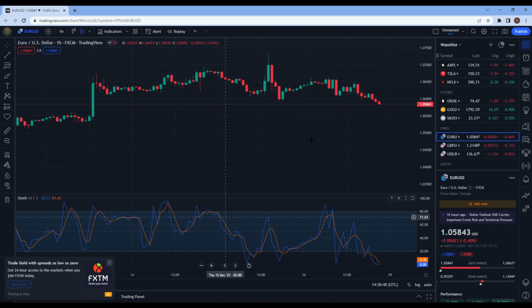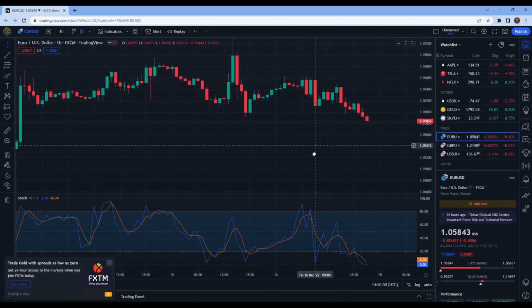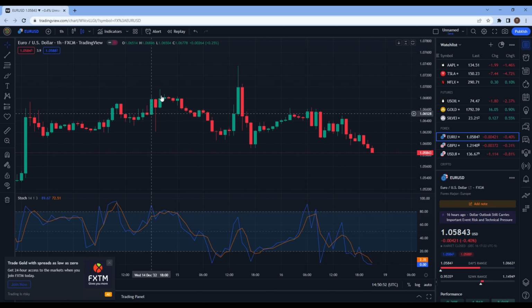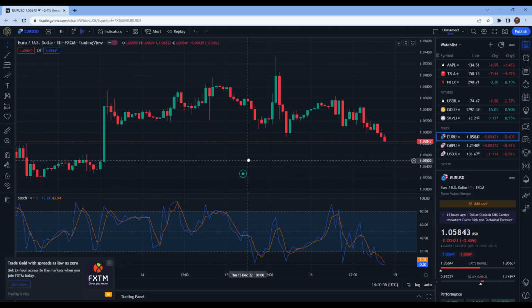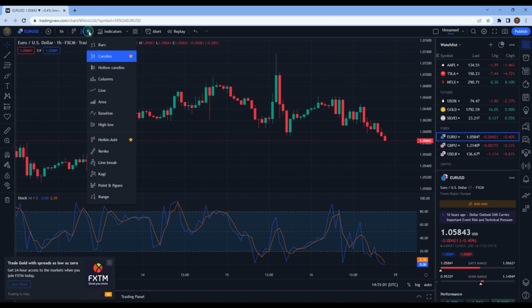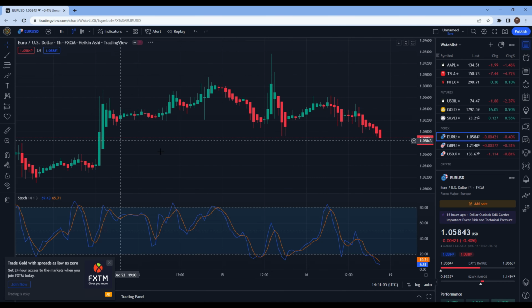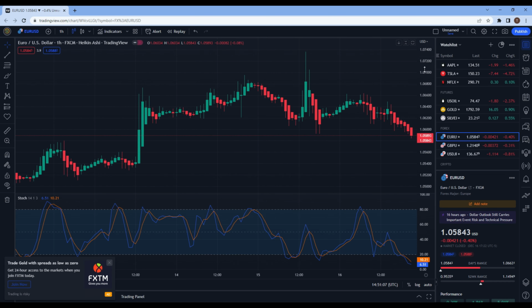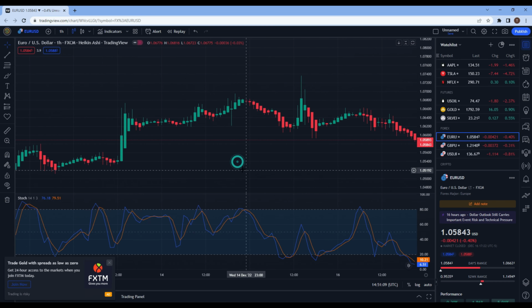One more thing we have to change, we have to change the candlesticks to Japanese candles, which is called Heikin-Ashi, and I will tell you why this is important. Okay, so click on here, you see the candle here, click on here, you go here and click the Heikin-Ashi. Now what you will see is that the candles are changed to Japanese candle Heikin-Ashi. Okay, I'll tell you the idea for this.